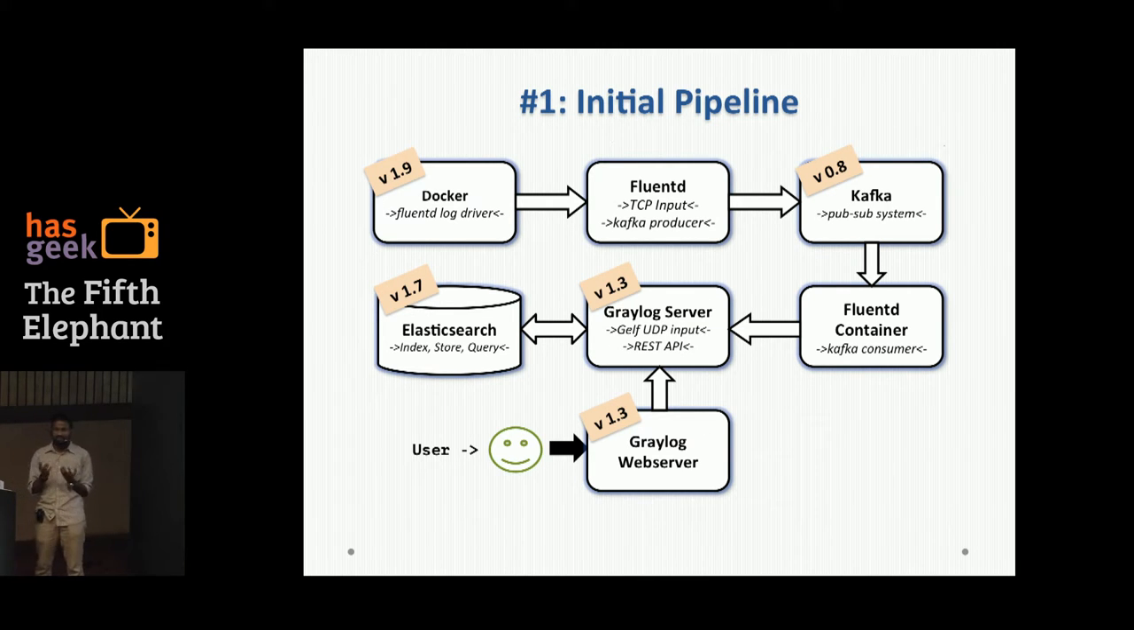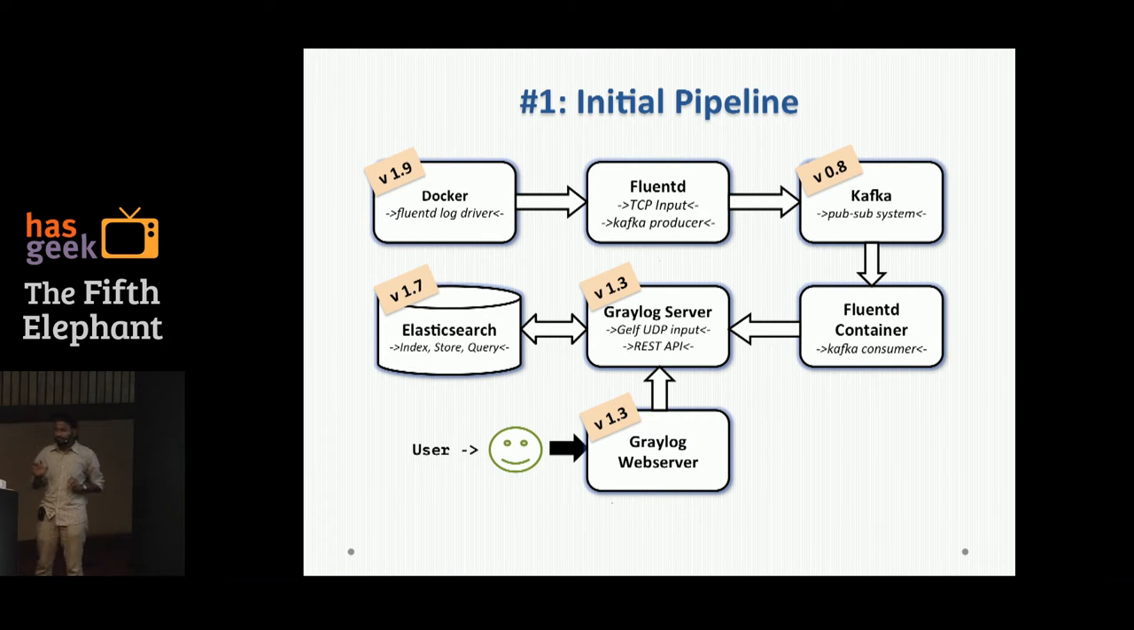Fluentd is a data collector. It can collect data from a variety of sources as you configure it, process it in real time, and send it to various destinations. Over here, we are using Fluentd as a dumb box. It will just receive the input in TCP and forward the message to Kafka. Why not directly to Kafka? Because a Kafka logging driver doesn't exist for Docker. If that existed, probably we would have used that.